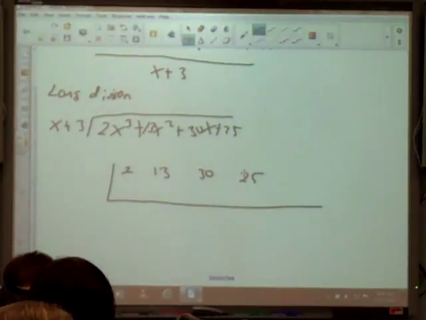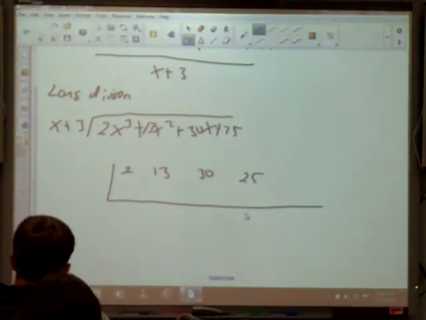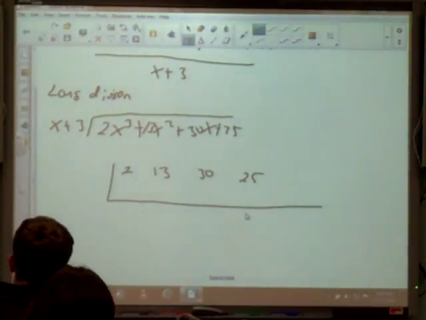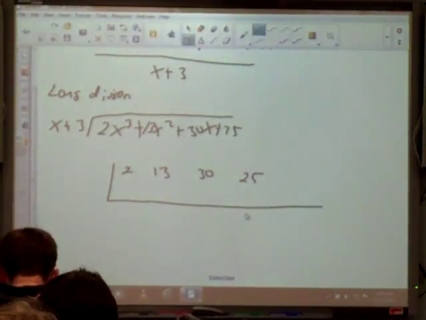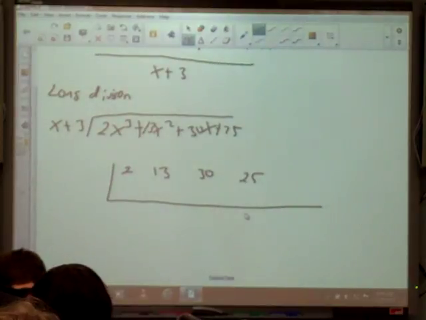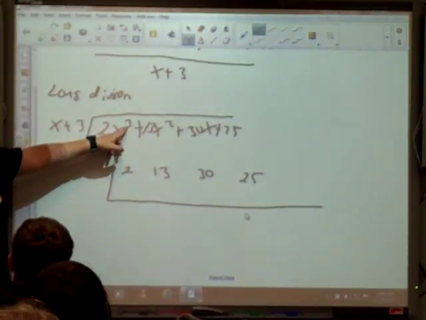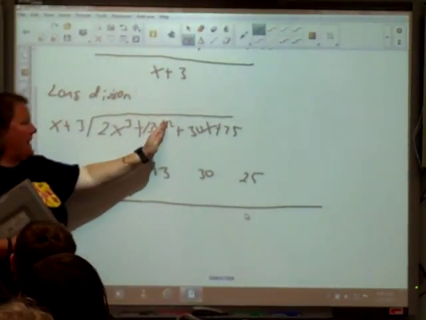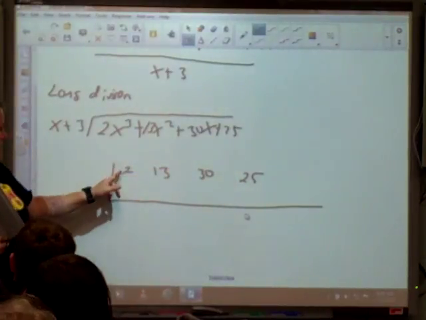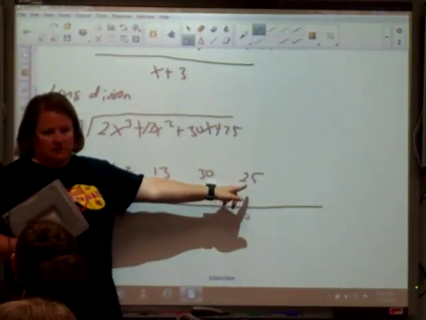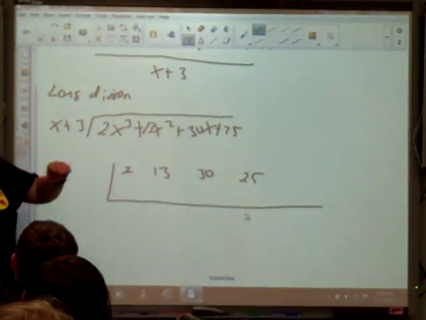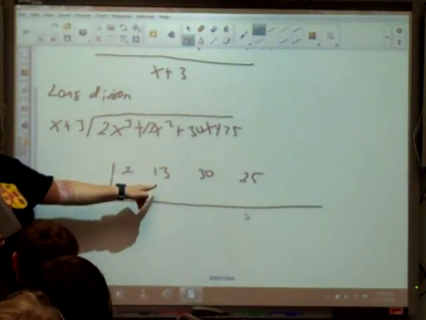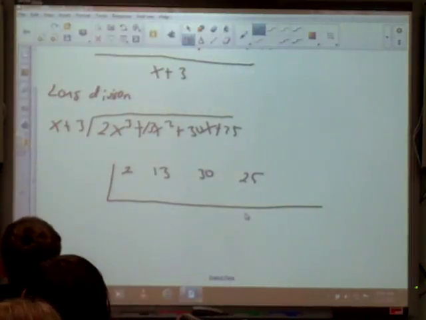Now, I know it's been a while since you've done it, but you have looked at this before, and what you need to remember when you make your box for synthetic division, whatever your highest power is, in this case x cubed, a third power, you have to have every power underneath that. So this is third, second, first, constant. If you're ever missing one, you got to put a 0 in that spot. So if this didn't have an x squared, we would put a 0 there. Remember that? Yeah, that'll be important for us.